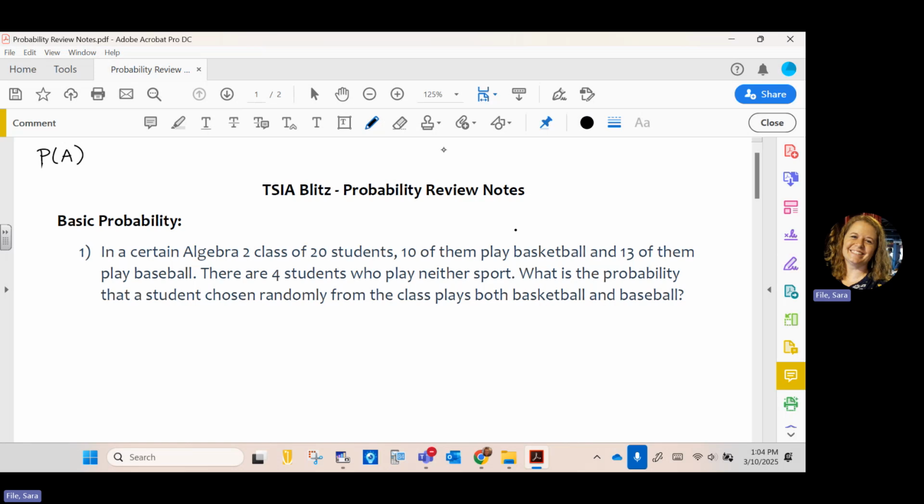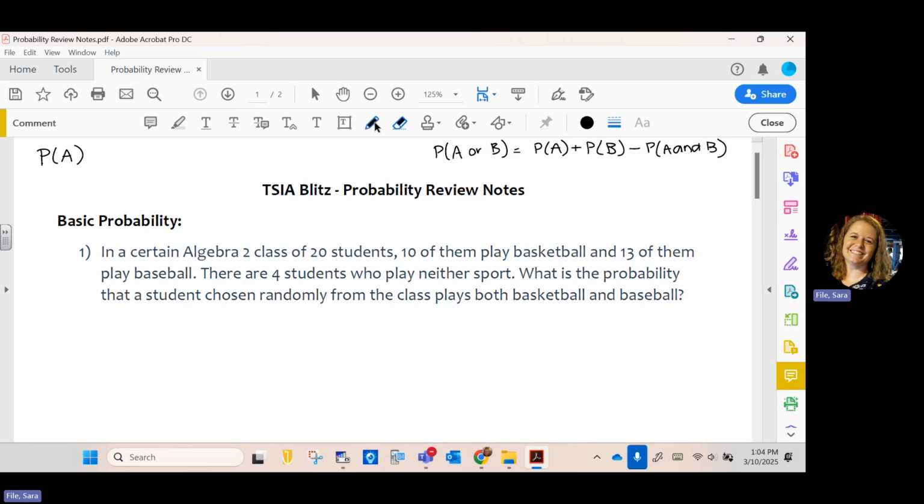It says that if you're looking for the probability of A or B, you'd find the probability of A, add it to the probability of B, but then you have to subtract the probability of A and B. We're going to talk more about and or in a little bit, but this formula can also be rearranged.